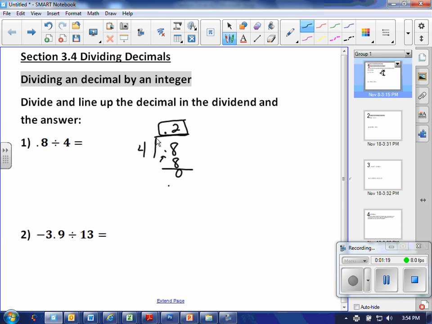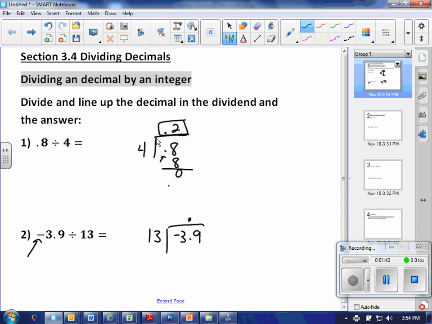Okay, let's try another one. Again, you have a negative divided by a positive, so you know your answer is going to be negative. The first number goes in the house, negative 3.9 divided by 13. Again, we have a whole number as the divisor, so I can immediately raise the roof. Now, again, I ignore this decimal that's right inside the house and treat it like it's negative 39.